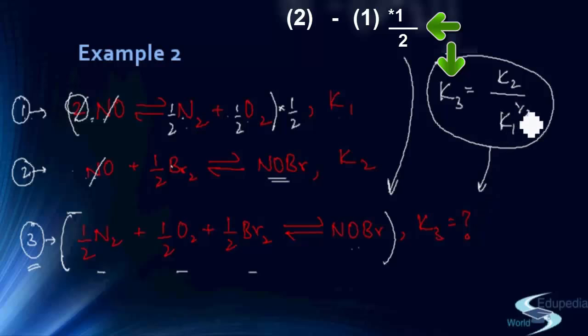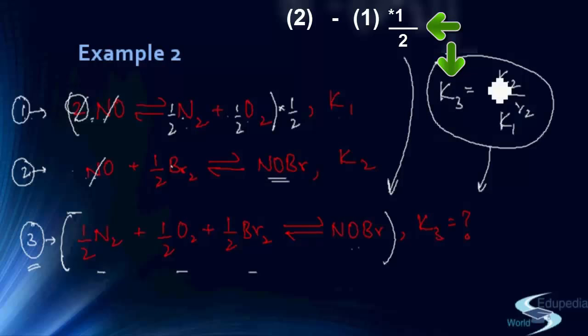Why have I raised K1 to power half? Because the first reaction is multiplied by 1 by 2. And then this new resultant reaction, which has been multiplied by 1 by 2, is now subtracted from the second reaction, so that is why K2 divided by root of K1. Whenever you subtract two reactions, the equilibrium constants get divided.